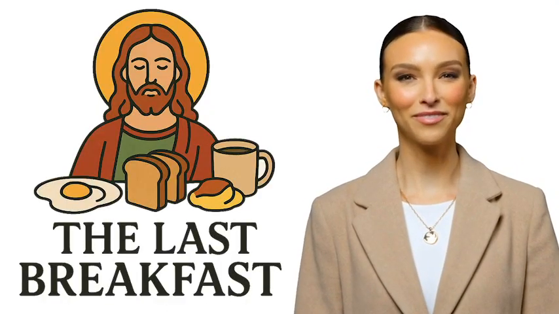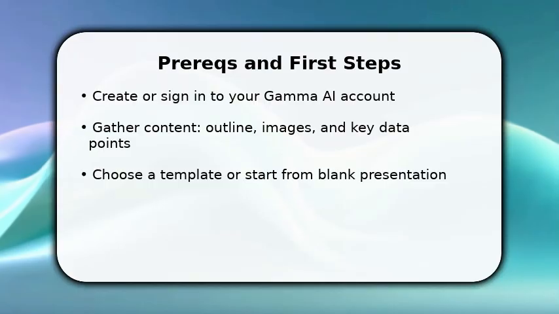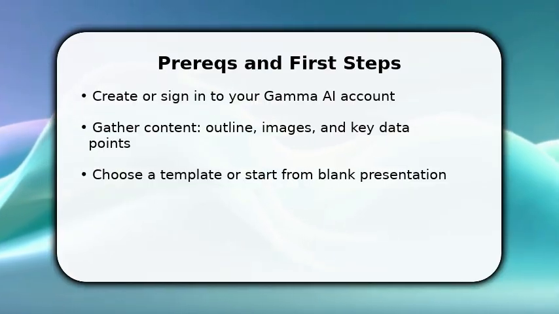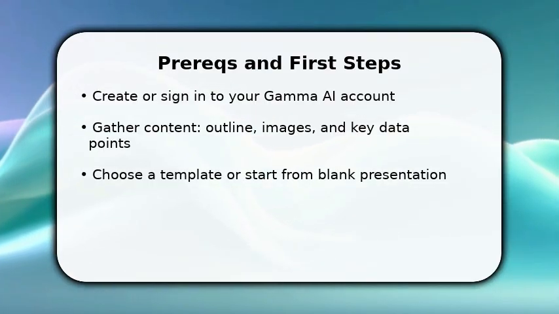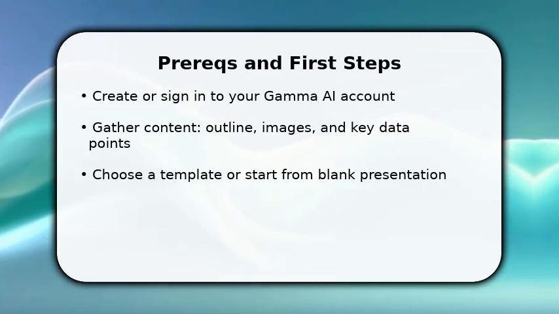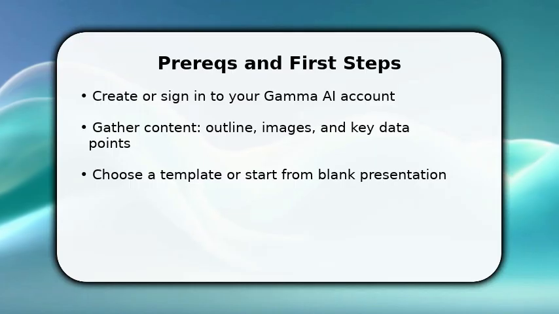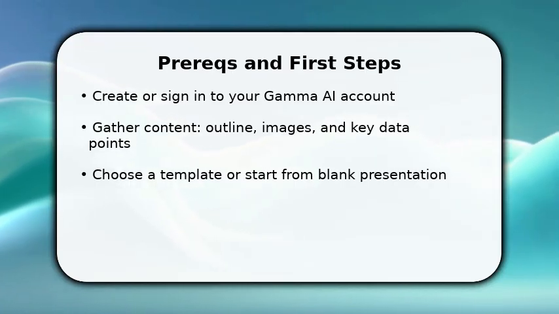Please enjoy the video. You'll start by confirming prerequisites, a Gamma AI account and a clear outline. Once signed in, upload your images and paste key data. Next, pick a template or blank canvas. This choice shapes layout and pacing.